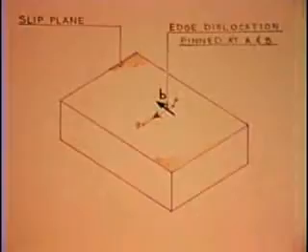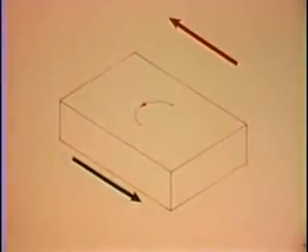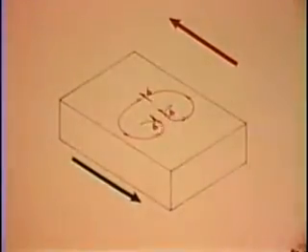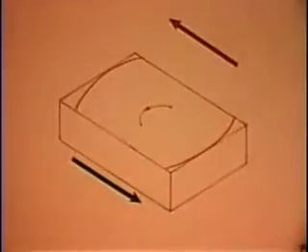Once a loop is formed, the initial edge segment is ready for another cycle as a source for generating loop after loop.